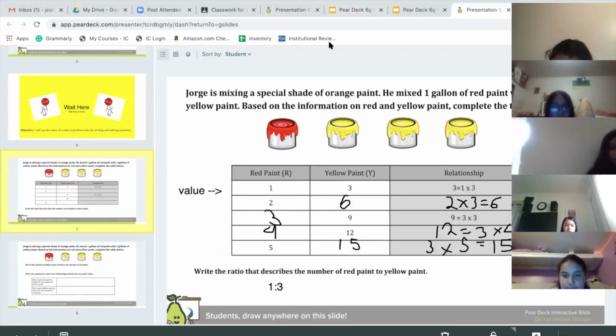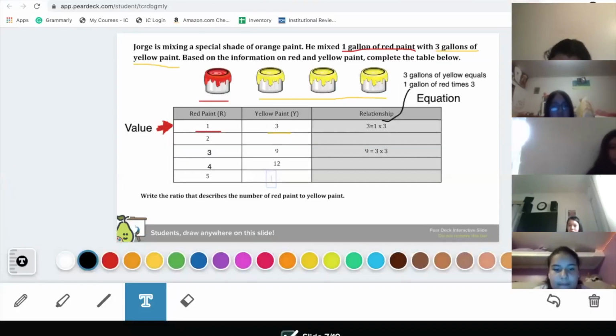So now we're going to look at the equations. Remember, the first one, I'm going to fill this out first with you. So this is 15 and this is 6. This is review for you. You guys are doing well with these ratio tables. We're going to look at this relationship. So for the first one, we said 3 gallons of yellow paint equals 1 gallon of red times 3. We're going to do the same here.